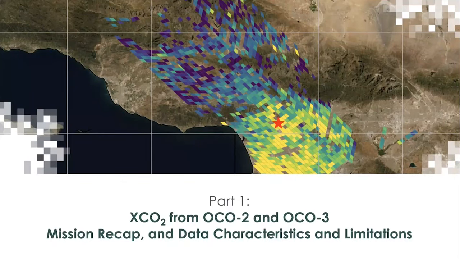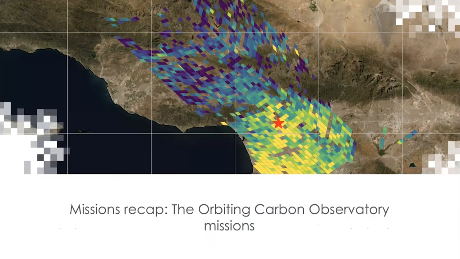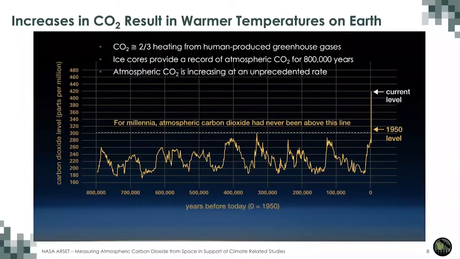Well, thank you very much, Erika, for that overview. And now we're going to move into the material for part one, where we're going to talk about XCO2 from OCO-2 and OCO-3. We're going to do a recap of the missions and talk about data characteristics and limitations. All right, so the missions themselves. Let's talk about the missions.